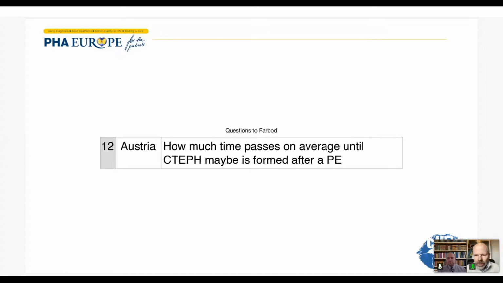Austria: how much time passes on average until CTEPH may form after a pulmonary embolism?